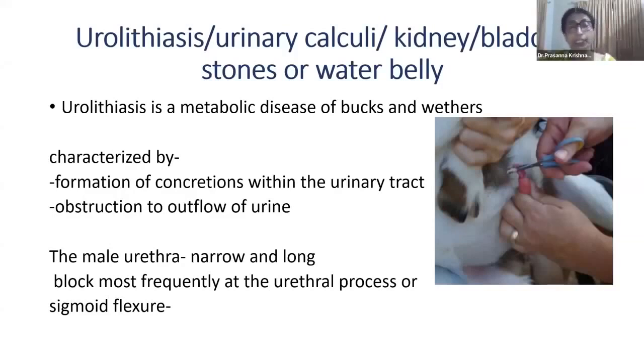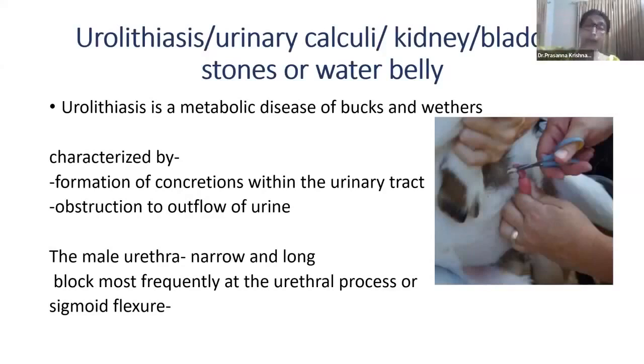There is formation of concretions within the urinary tract. And what will these concretions do? Naturally, they will obstruct the outflow of urine. So urine outflow will be impeded. So there will be obstruction. And the contributing factor is that the male urethra especially is narrow and long, and blocks will be there.